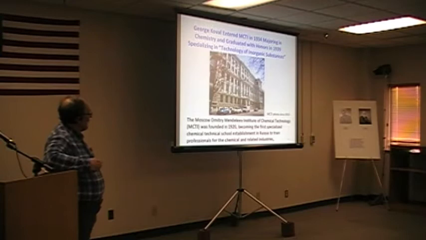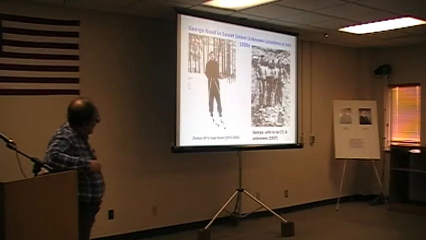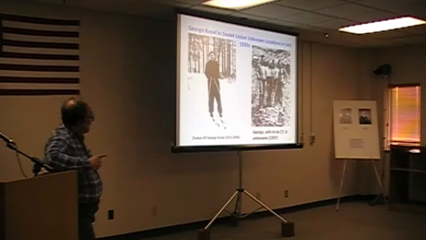But he also, this is a picture that was in the book of George on skis somewhere. It's flat Russia somewhere. And this is another picture from 1937 with George and a young woman and another woman and man. If you look at that picture, he's a pretty fit young man. And the young woman, I'm pretty sure, is his wife-to-be. He met another student there. Next slide.